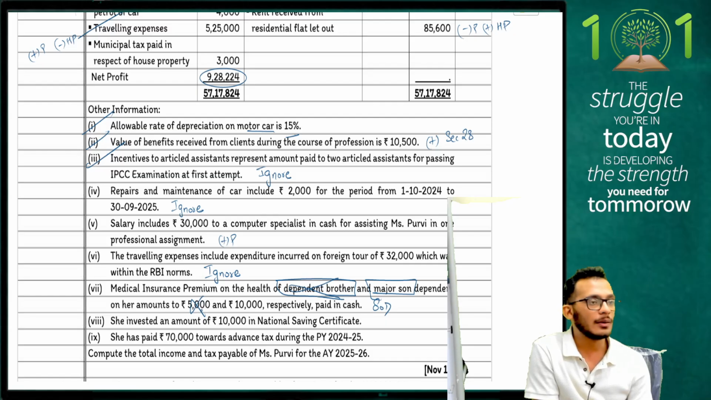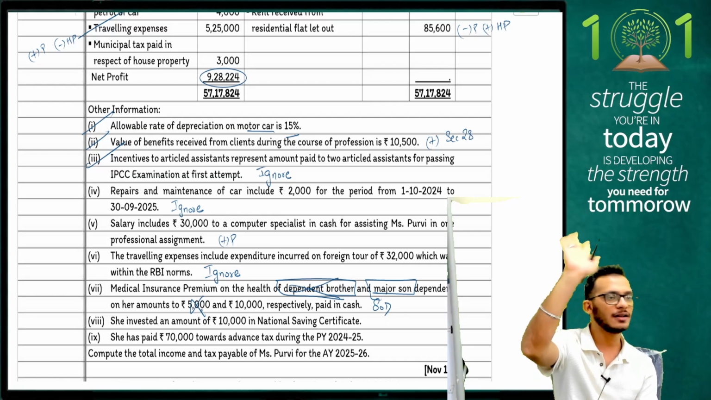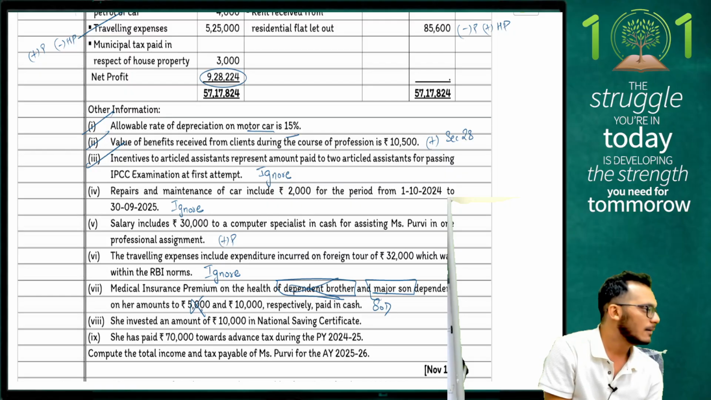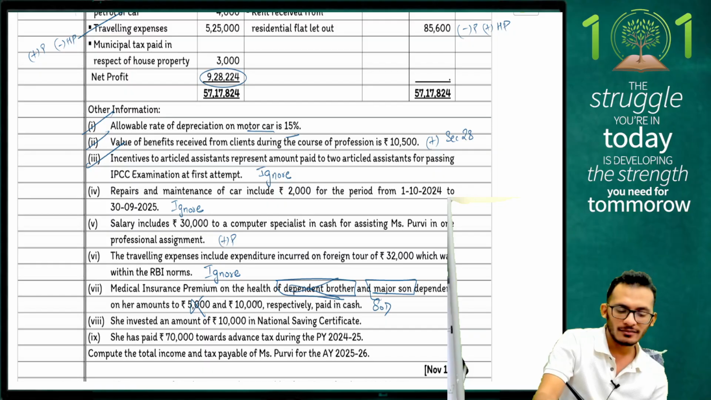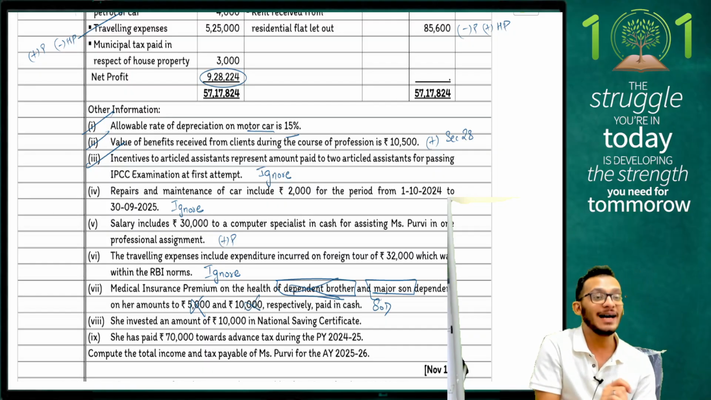The 5,000 is not allowed as a deduction. It was not there anywhere, so not allowed. Ignoring that information. The 10,000 is not allowed as a deduction because it was paid by cash. Yes, paid by cash, not allowed.